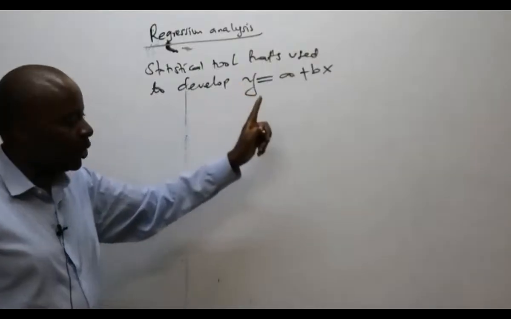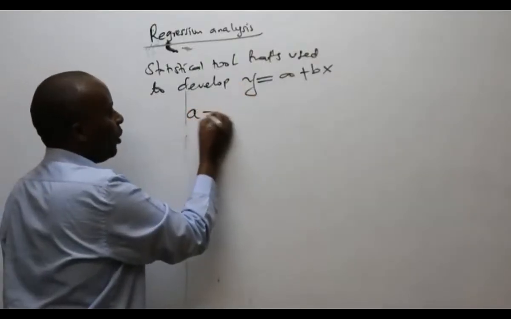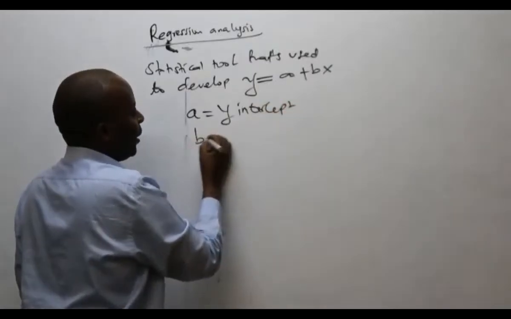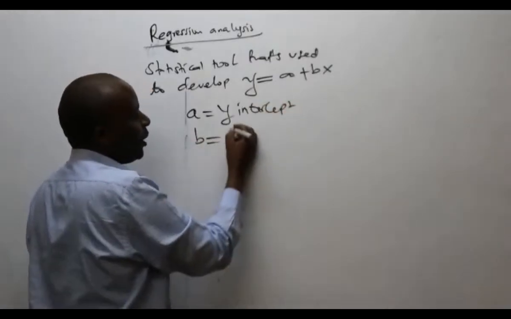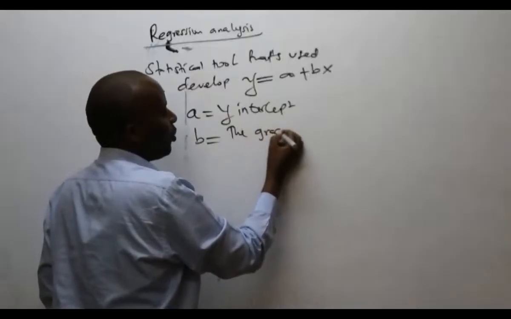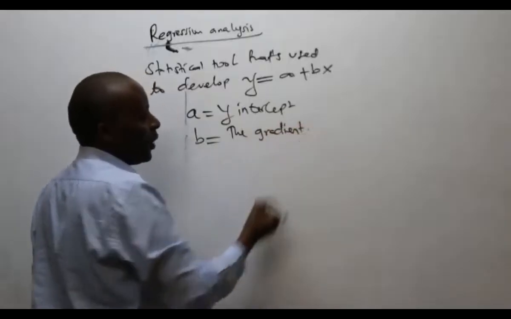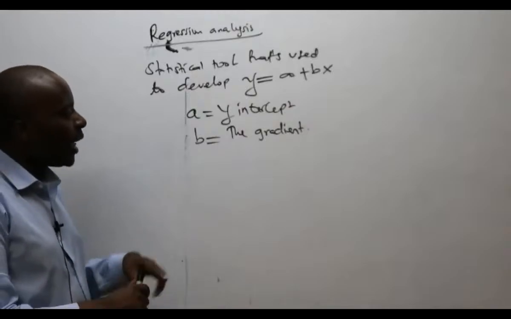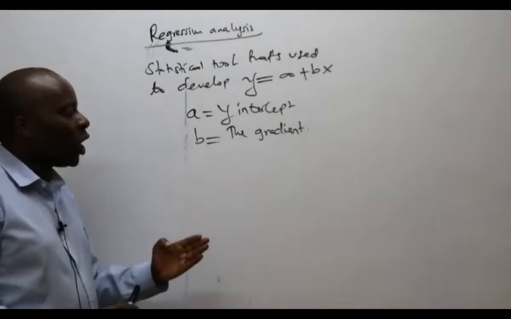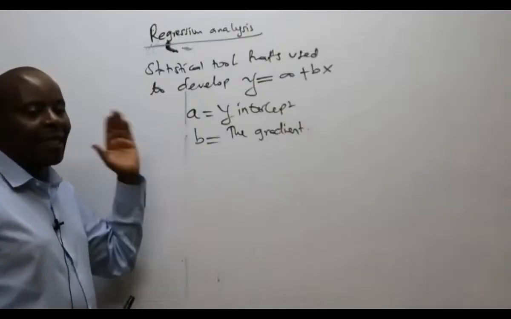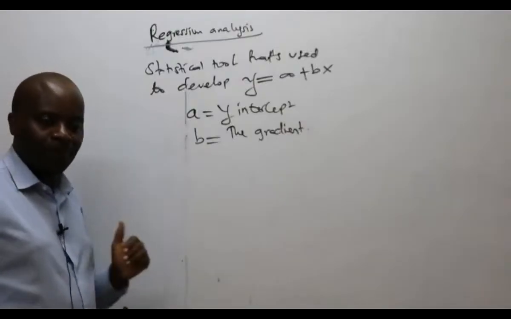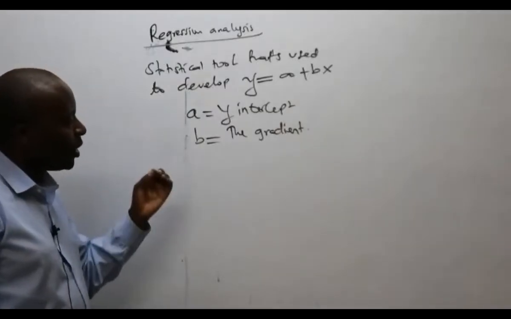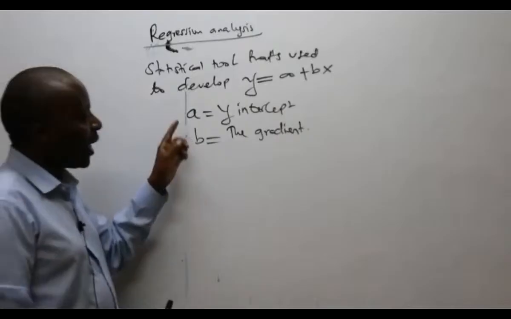And if you remember, ladies and gentlemen, a is what we call the y-intercept, and b is what we call the gradient. Now, regression analysis gives us the methodology of getting the gradient b and the y-intercept.